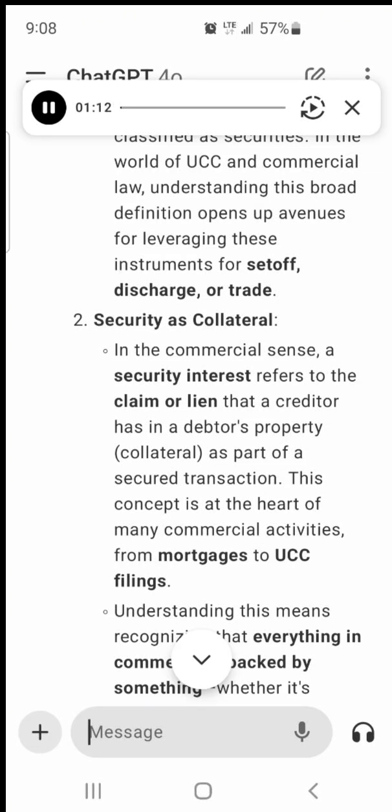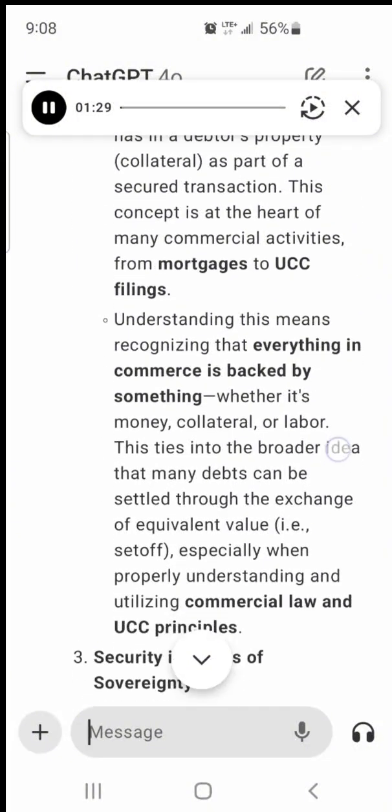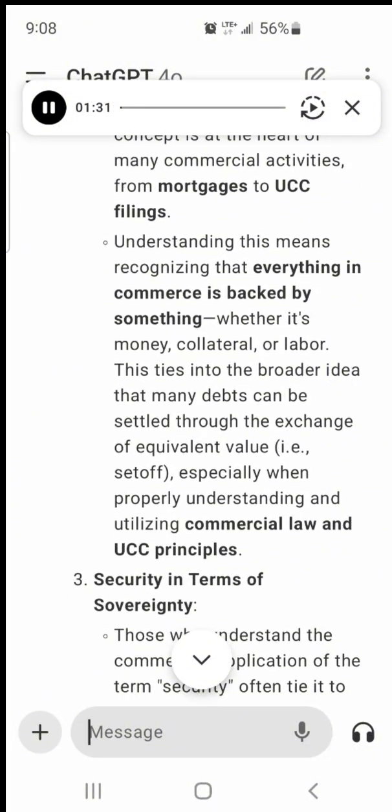2. Security as collateral. In the commercial sense, a security interest refers to the claim or lien that a creditor has in a debtor's property, collateral, as part of a secured transaction. This concept is at the heart of many commercial activities, from mortgages to UCC filings. Understanding this means recognizing that everything in commerce is backed by something, whether it's money, collateral, or labor.